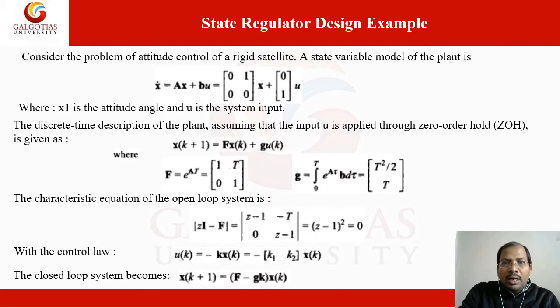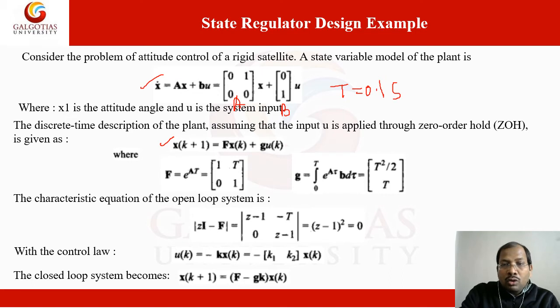So now come to a suitable example. Here we are considering a state example in continuous domain. The sampling time is given as 0.1 second. This is the A matrix and this one is the B matrix. We have to first convert this continuous system into discrete form. This is the discrete form representation: x(k+1) is equal to F x(k) plus G u(k).